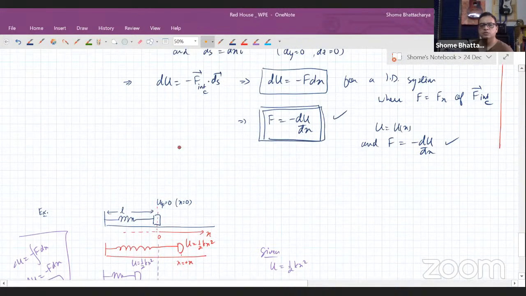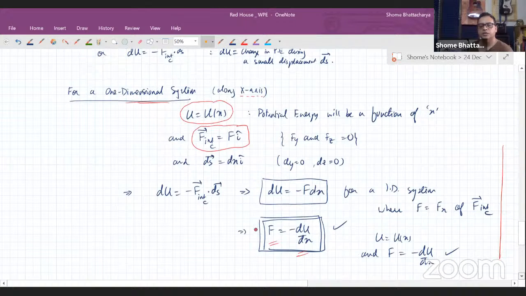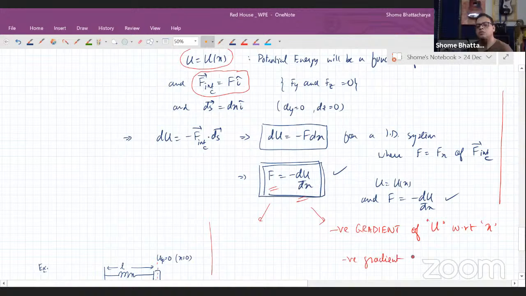So the important thing for us to remember is that in any one-dimensional system, suppose it's along the x-axis, the potential energy will be a function of x, and the internal conservative force will have only an x component. So that internal conservative force's x component is given by this relation. This is in fact given a special name. This side is called the negative gradient of potential energy with respect to x, or in general negative gradient of potential energy with respect to position.